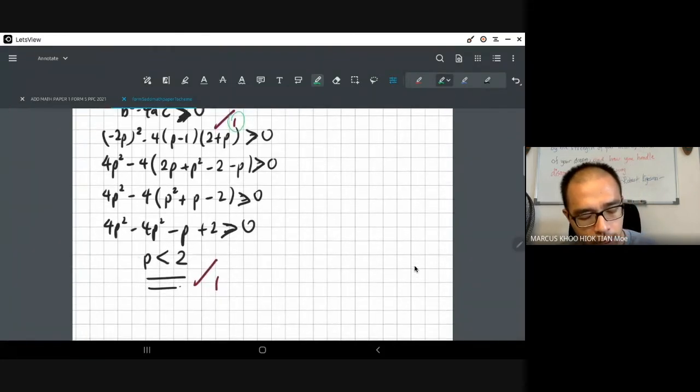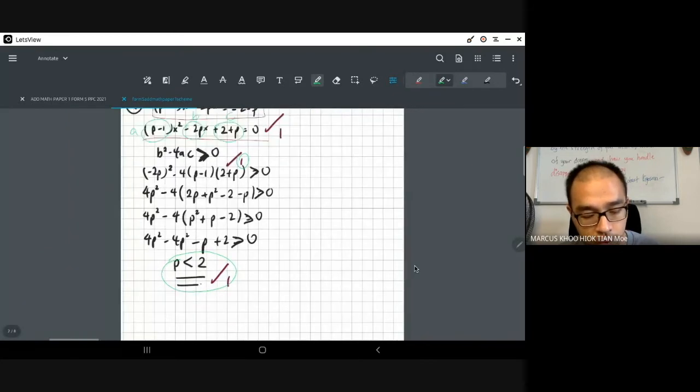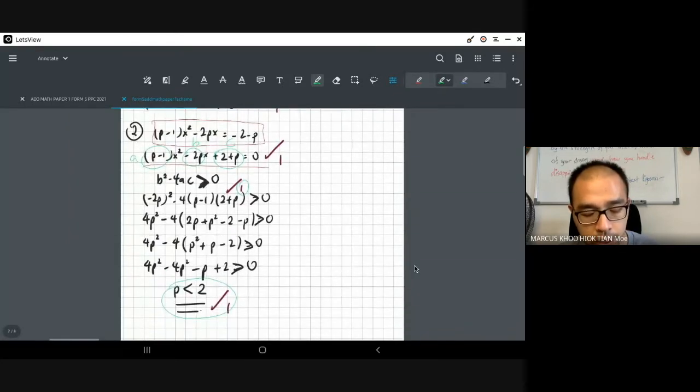Okay, and then you will get P is less than 2. You don't even need to draw the graph. There is no quadratic equation involved. If you did everything correctly, you will get P is less than 2. Okay, and that's the range for this one. So it is a 3-mark question. 1, 2, 3. Correct substitution is 1 mark. Okay, final answer is the 3rd mark.